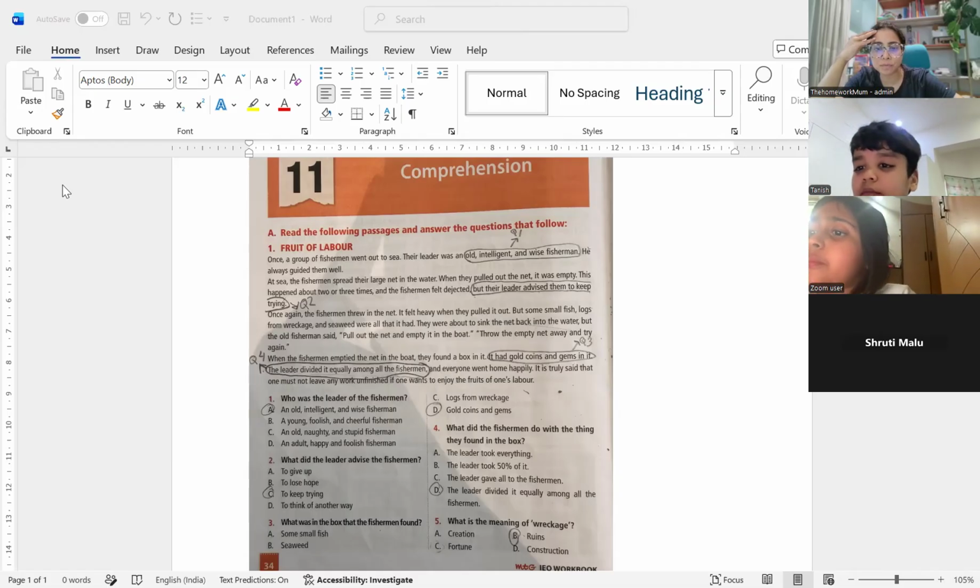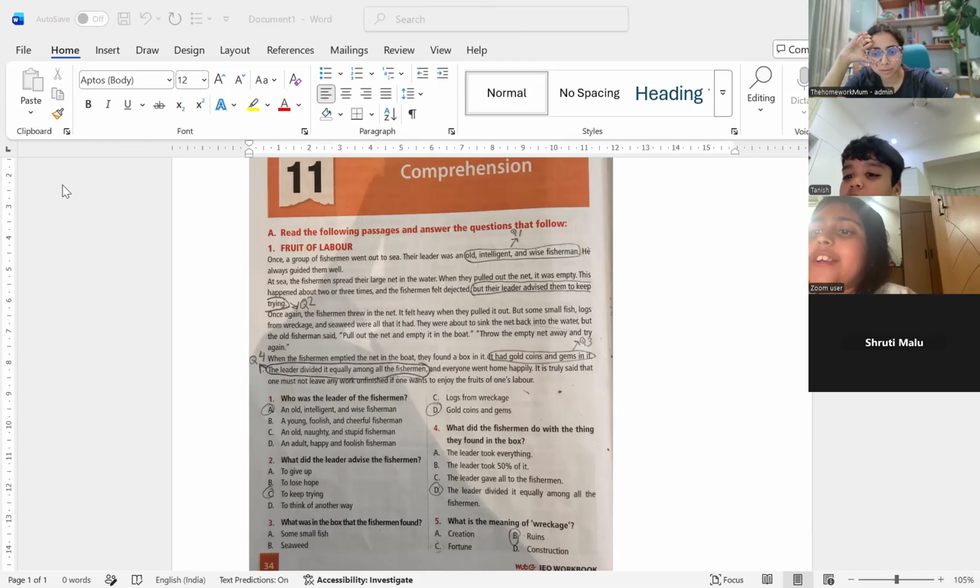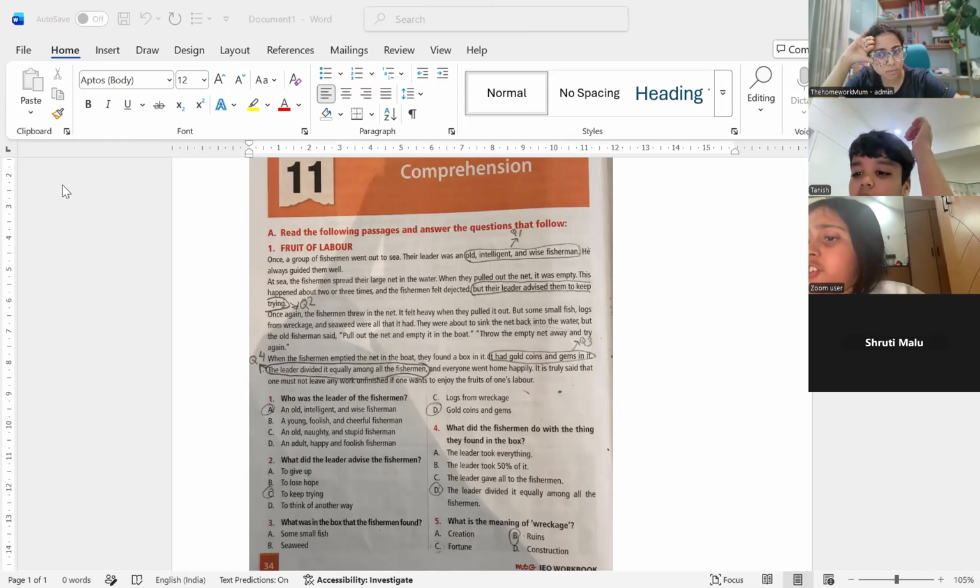Now, Mirka, your turn. What did the fishermen do with the thing they found in the box? The leader took everything. The leader took 50% of it. The leader gave it all to the fisherman. The leader divided it equally among the fishermen. Five. What is the meaning of wreckage? I know. Creation, fortune, ruins, construction.